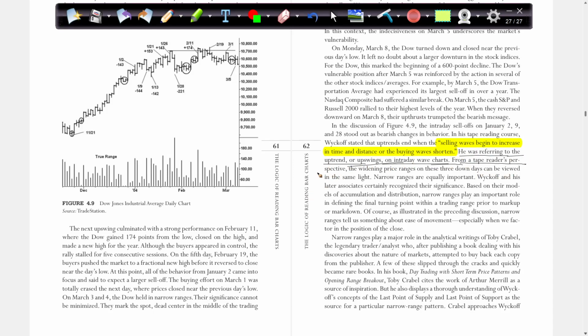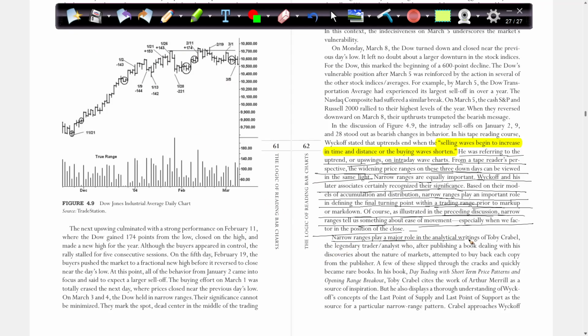From a tape reader's perspective, the widening price ranges on these three down days can be viewed in the same light. Narrow ranges are equally important. Wyckoff and his later associates certainly recognized their significance based on their models of accumulation and distribution. Narrow ranges play an important role in defining the final turning point within a trading range prior to markup or markdown. Of course, as illustrated in the preceding discussion, narrow ranges tell us something about ease of movement, especially when we factor in the position of the close.